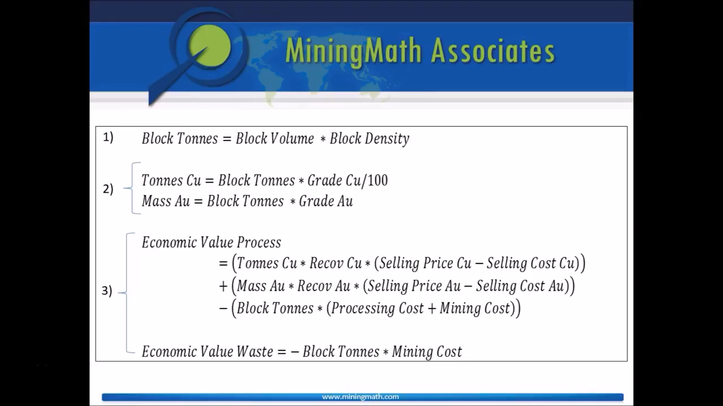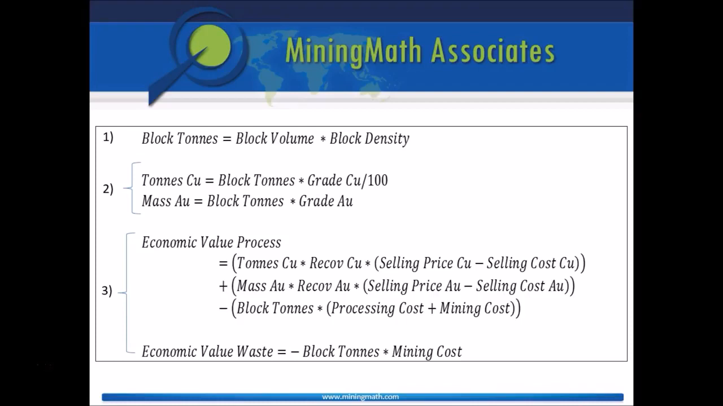To calculate the economic values, we are going to need the following formulas, which are separated in 3 steps. On the first step, the block tons is calculated, and then you move on to the next step where you calculate the metal masses, tons of copper and mass of gold. By knowing this data and with the complement of other parameters of the model, you will be able to calculate the economic values on the final step, which are the economic value for process and economic value for waste.